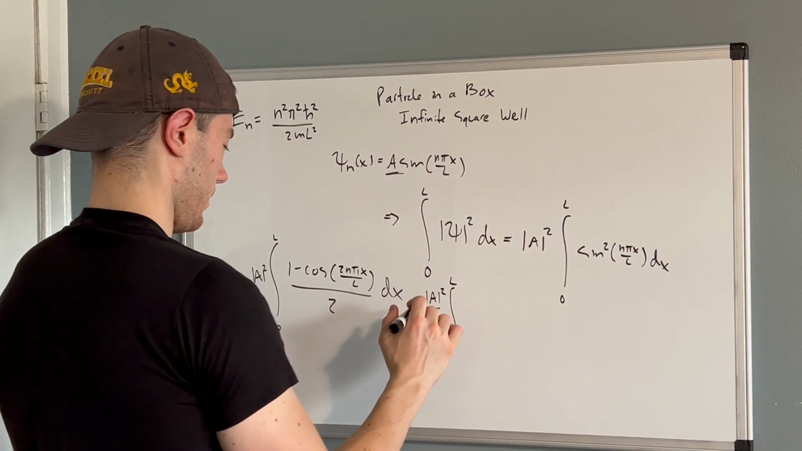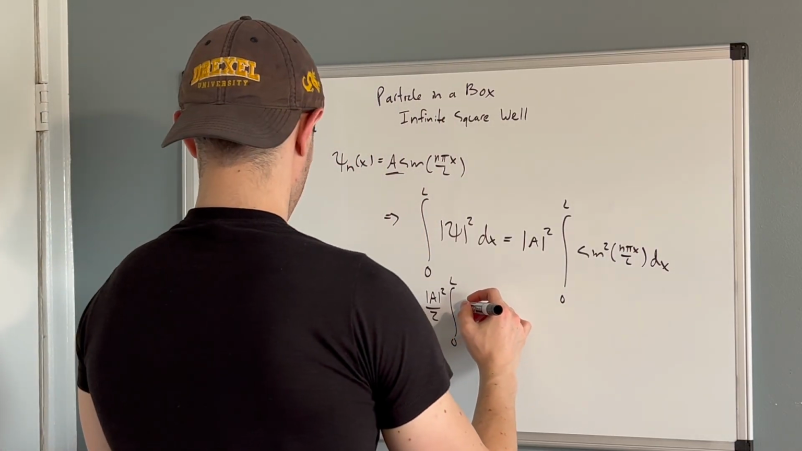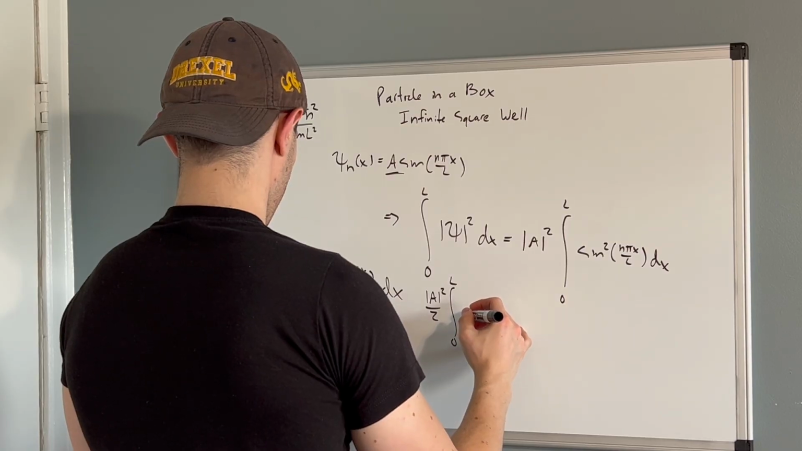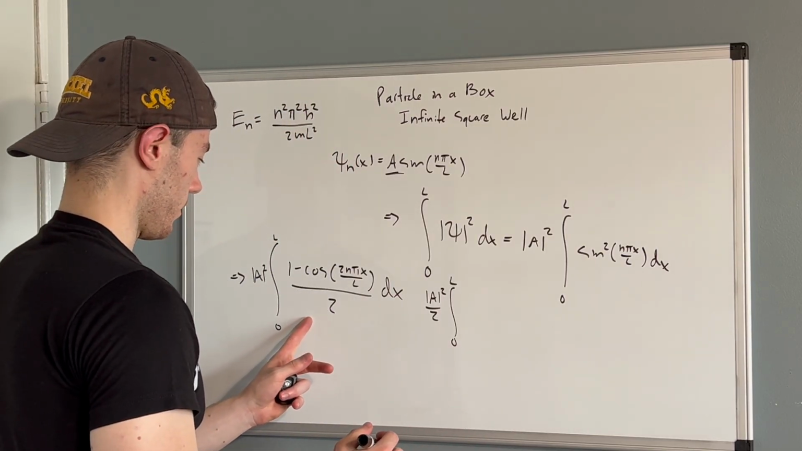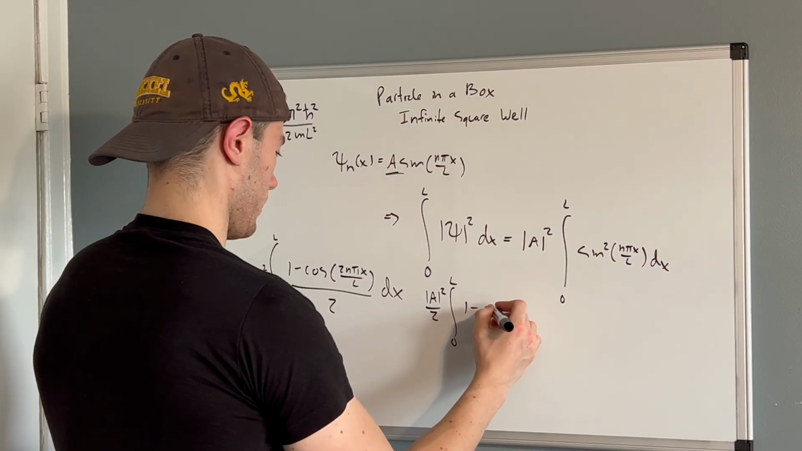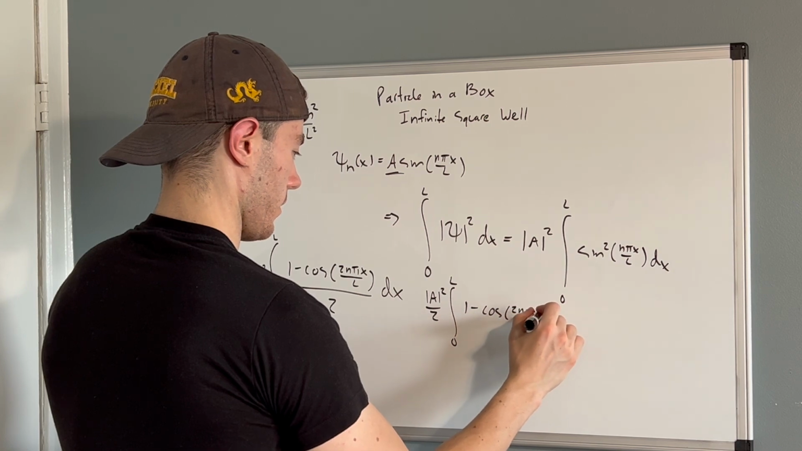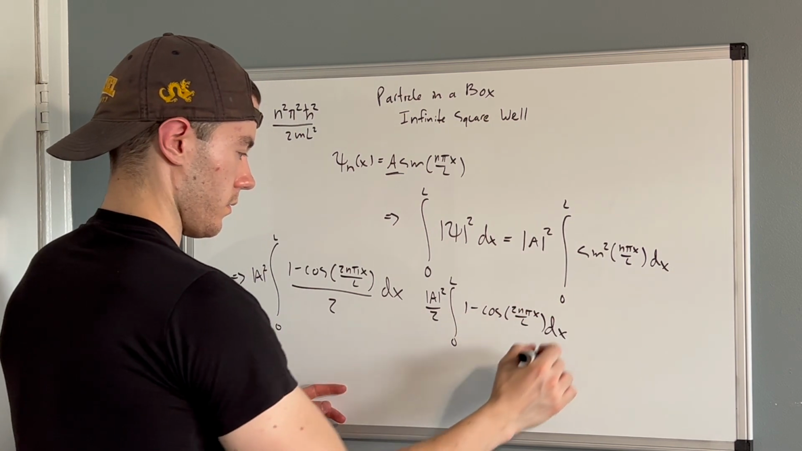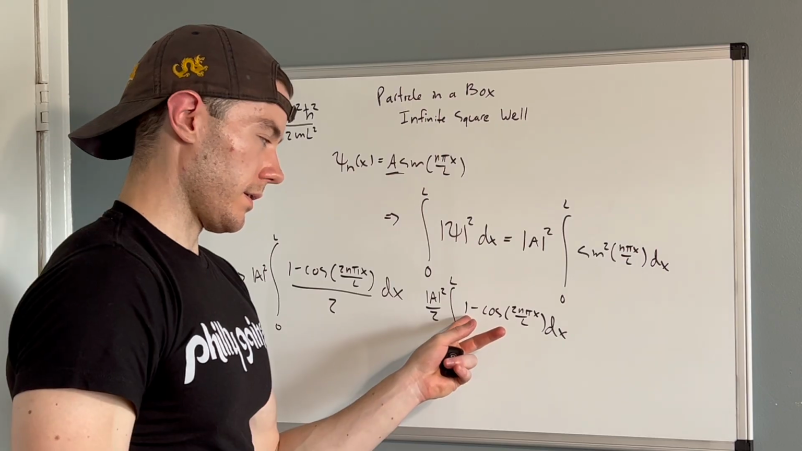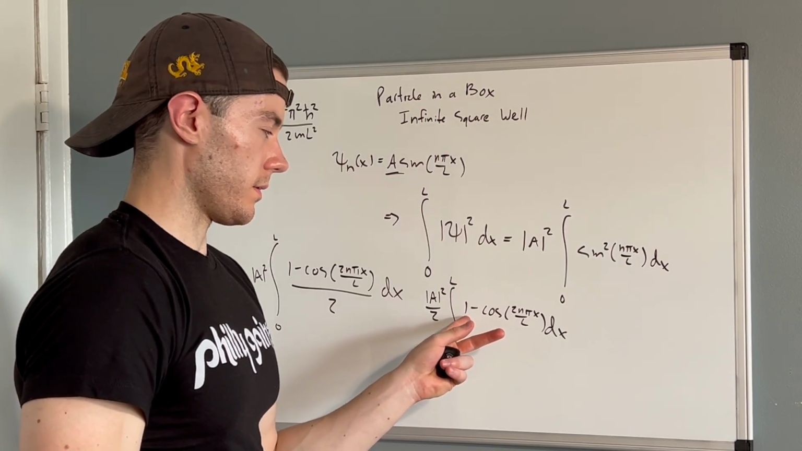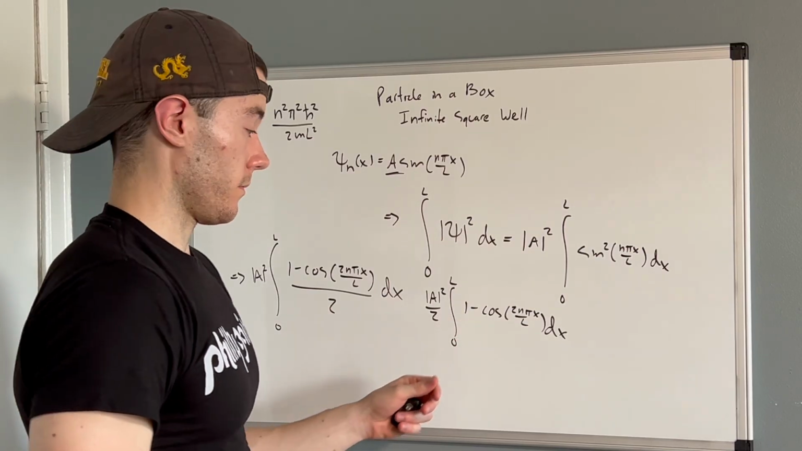I'm going to pull a minus, no, I can't do that actually. Not 1/2, yeah, I pulled the 2 out. Right, so we're left with 1 minus cosine 2n pi x over L dx, of course. This term is just going to be x, right? If you integrate 1 dx, you just get x. From 0 to L is L minus 0 is L.